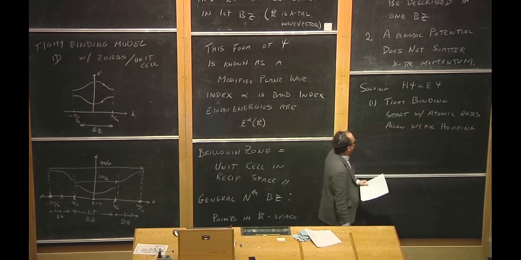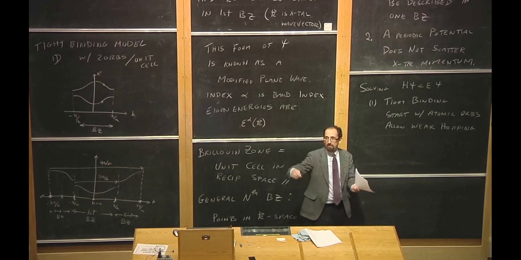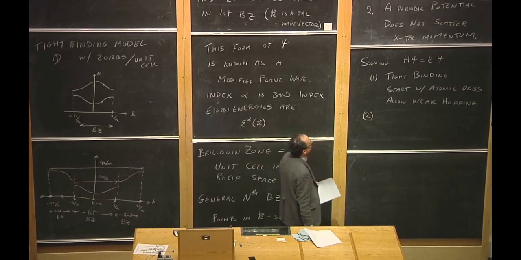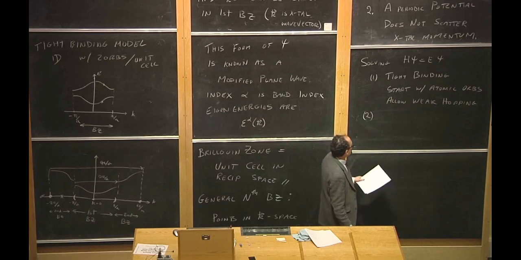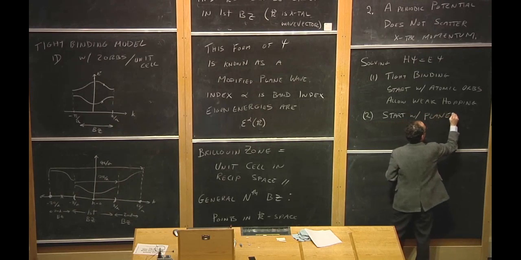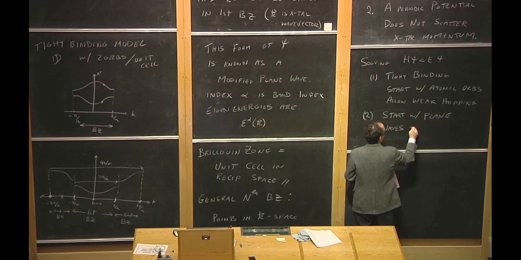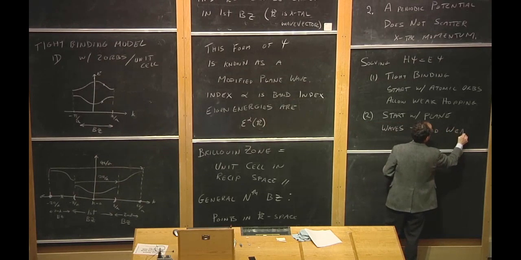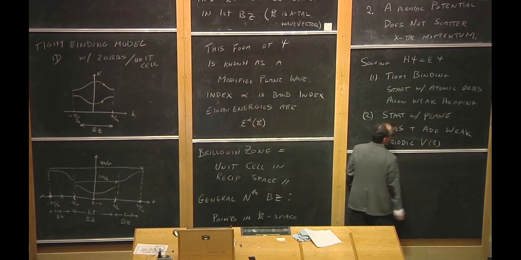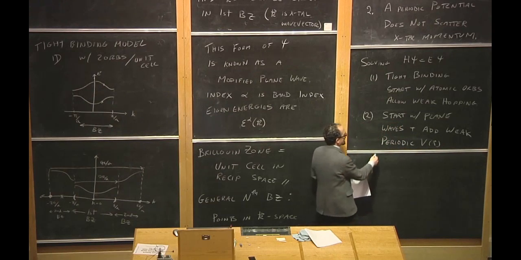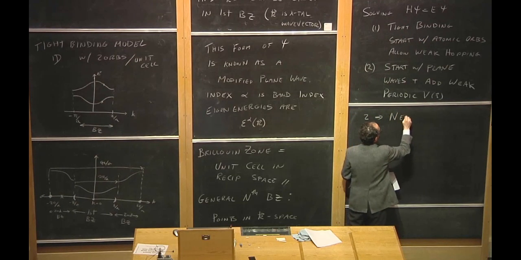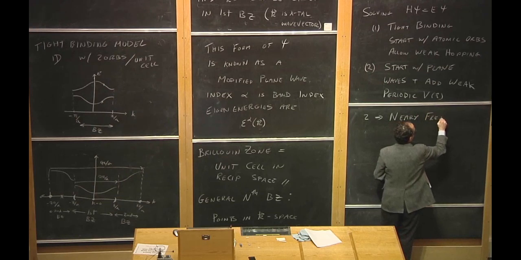But that might sound a little non-generic, because maybe the hopping is strong from one place to another. It's actually very useful to think about it from a complementary viewpoint, where instead of starting with a tight binding model, we start with plane waves and add a weak periodic potential V of R. So it's entirely the opposite way of looking at things. This approach, approach two, is known as the nearly free electron model.